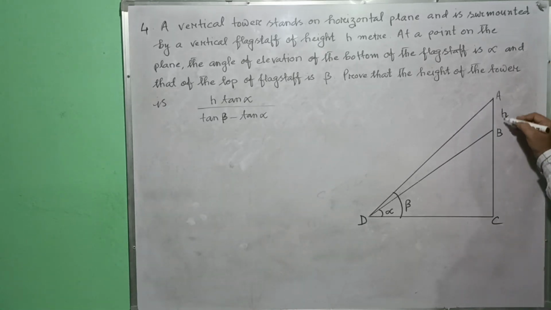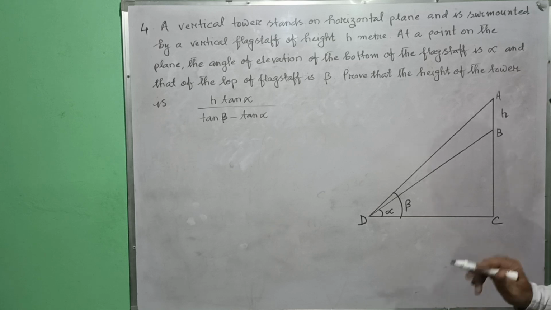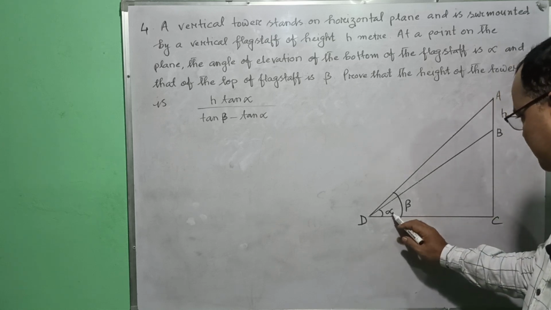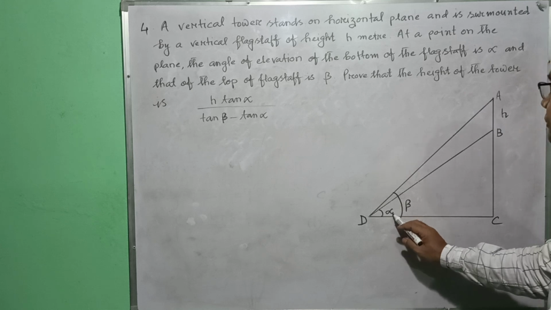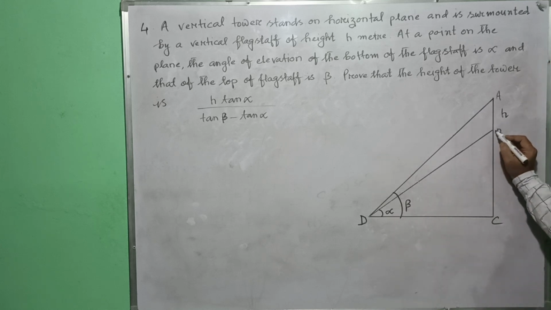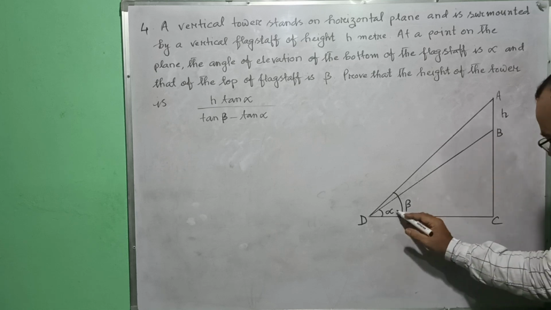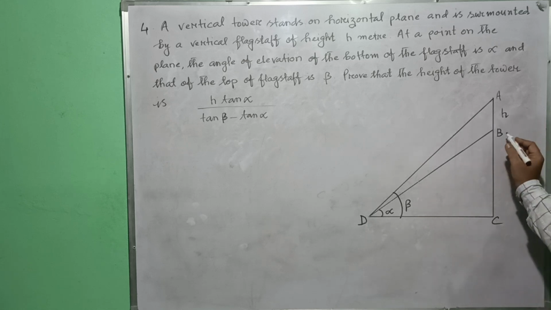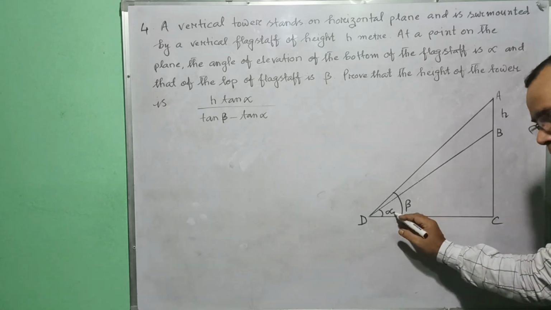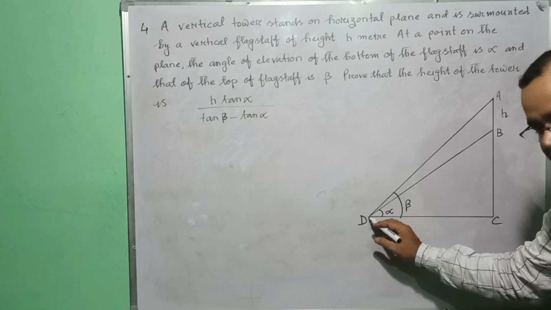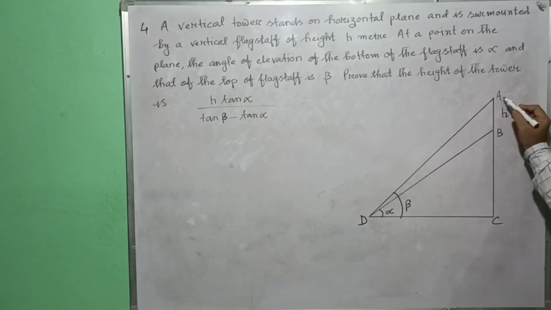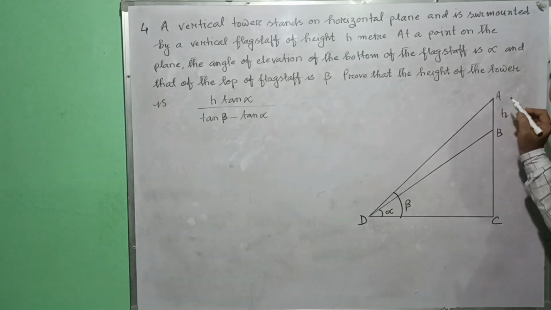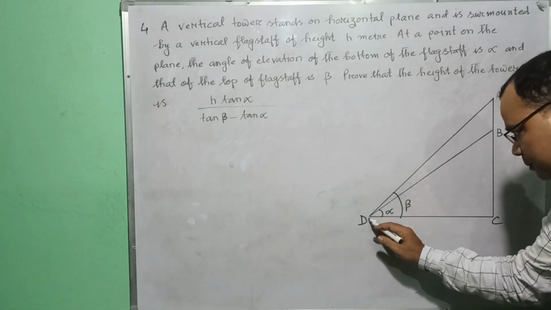So h means the height of the flagstaff, and the angle of elevation is given as alpha, the angle of elevation of the foot of the flagstaff. The foot of the flagstaff is B. So here it is alpha. It means the angle of elevation of the foot of the flagstaff is alpha from a point on the ground, and the angle of elevation of the top of the flagstaff is beta from the point B.